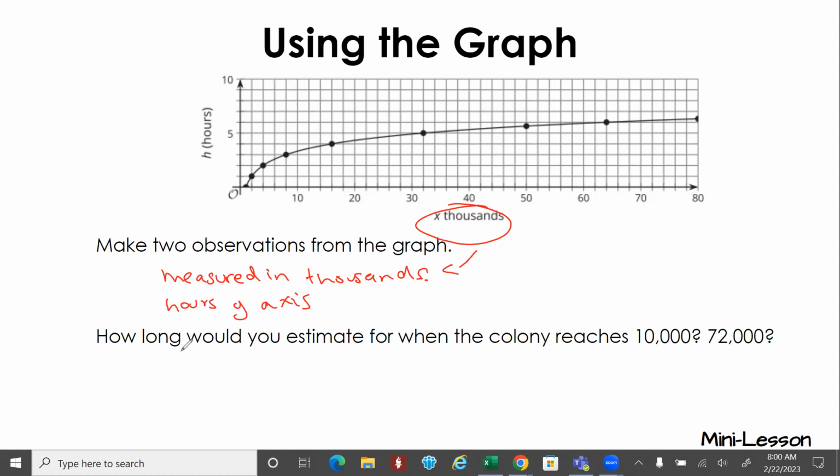Okay, so how long would you estimate for when the colony reaches 10,000? So we're looking at when x is 10, what is y? So what is y roughly? 1, 2, 3, about 3.25, right? What about 72,000? So when x is 72, what's y roughly? About 6?